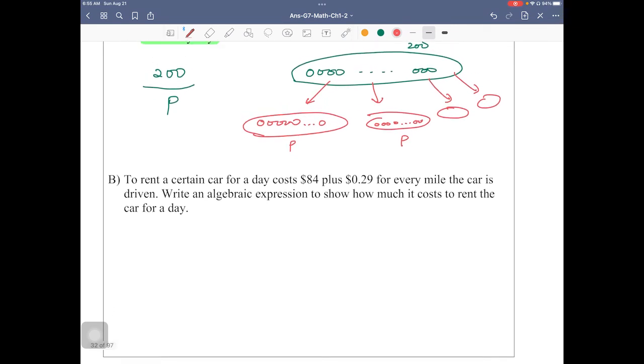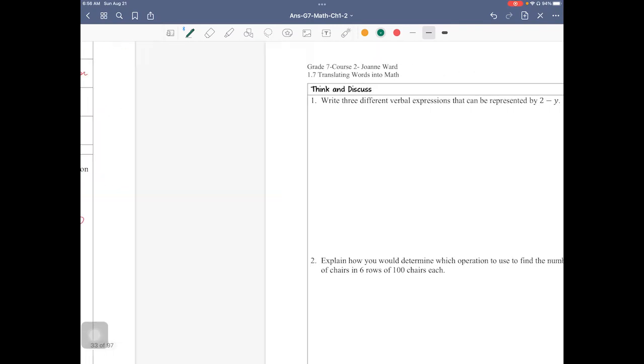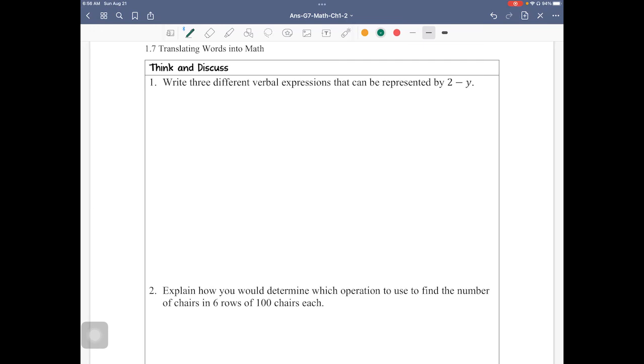So then for B, to rent a certain car for a day costs $84 plus 0.29 for every mile the car is driven. Write an algebraic expression to show how much it costs to rent the car for a day. I have 84, that's the fixed cost, plus 0.29 every mile. So it's 84 plus 0.29 for every mile. And then let's do think and discuss, and I'll see you in class.